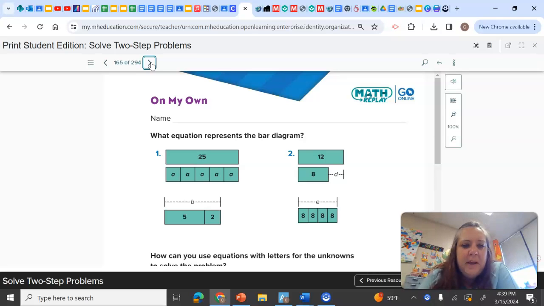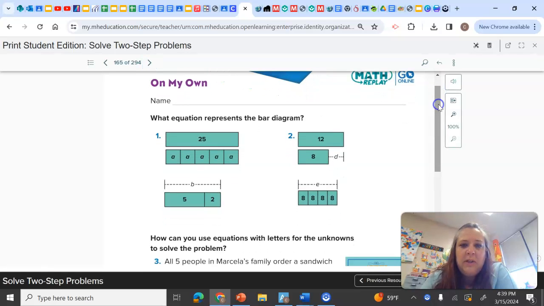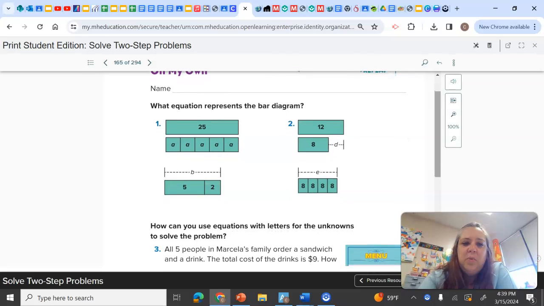Welcome to your On My Own worksheet for today. I'm going to be reading your worksheet for you. Before we get started, make sure you put your name on your paper, please. You are going to start with: what equation represents the bar diagram.